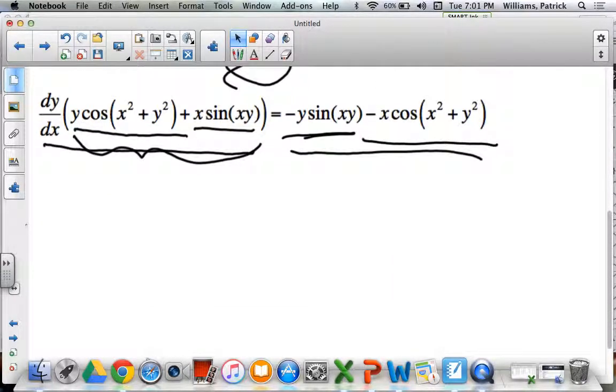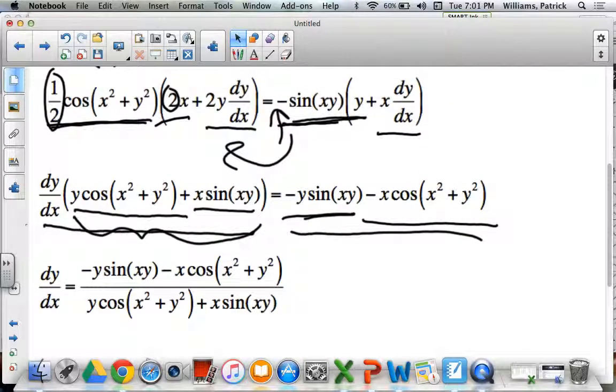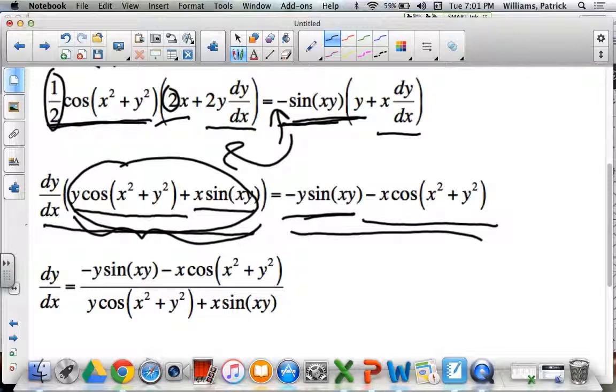All right, so if you gave this a shot, you should have gotten this, okay? All we got to do now is to isolate dy dx. We just divide both sides of the equation by this big old guy right here, okay? So we get this nasty equation right here, and I could ask you a whole bunch of questions with this. What is the slope of the tangent line at this x value and this y value? But now that you have the equation for dy dx, you can figure that out.